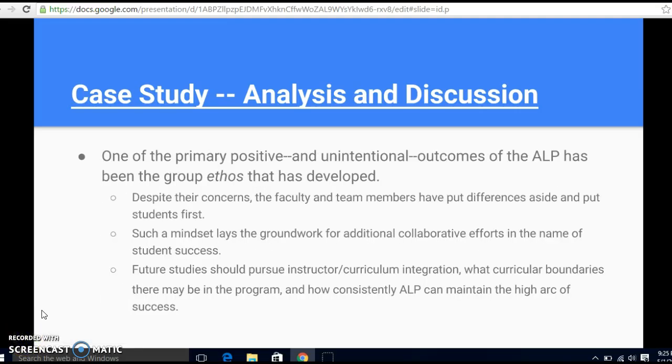And as mentioned earlier, one of the other primary positive and yet unintentional outcomes of the ALP program has been the group ethos that is developed. Despite their concerns, the faculty and team members that have participated in ALP have put aside differences and put students first. Such a mindset really helps to lay the groundwork for additional collaborative efforts in the name of student success. Future studies could include information about instructor curriculum integration, what curricular boundaries there may be in the program, as well as how consistently ALP can maintain the high arc of success.